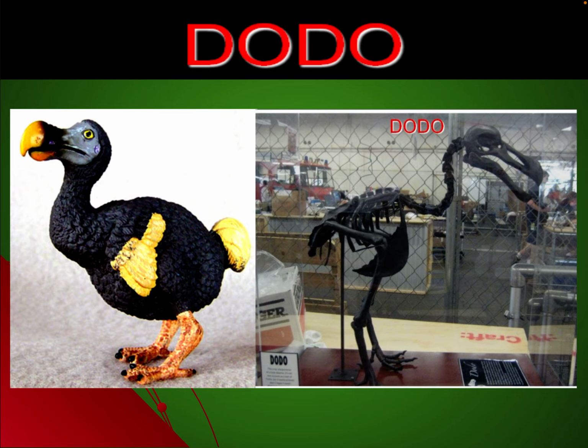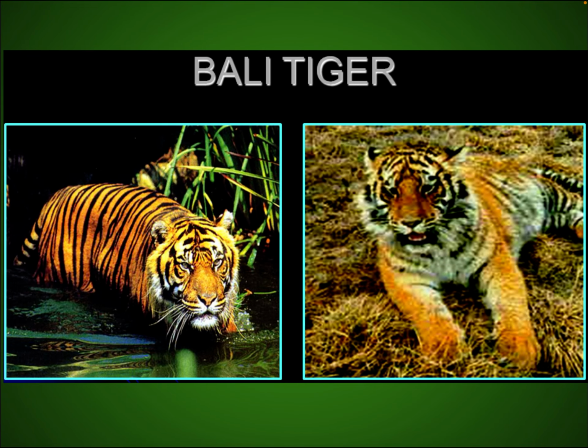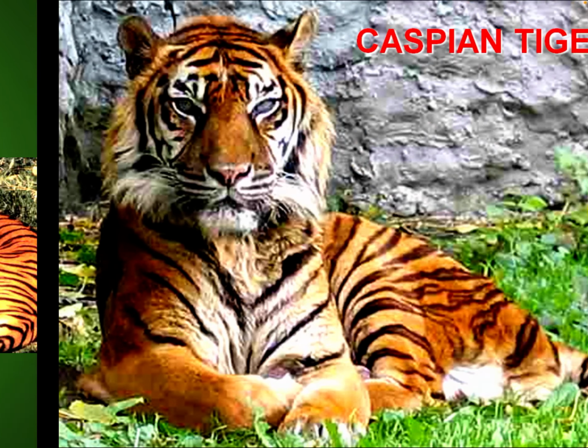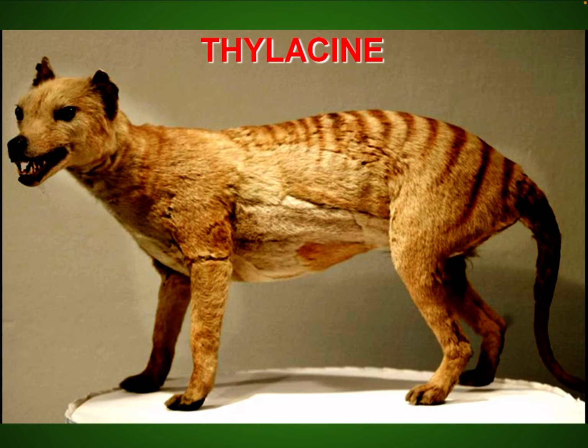If you see, this is a picture of the Dodo. This is a quagga, an African species. Bali, the tiger which is found in Bali, Java, and Caspian. These are the 3 subspecies of tiger. This is the thylacine found in Australia.